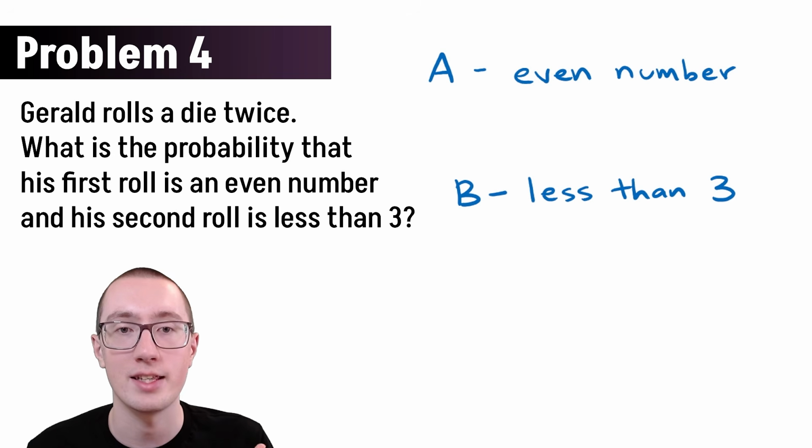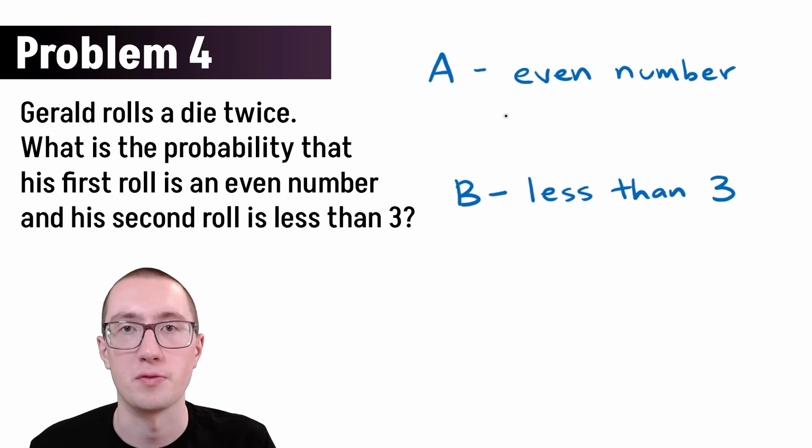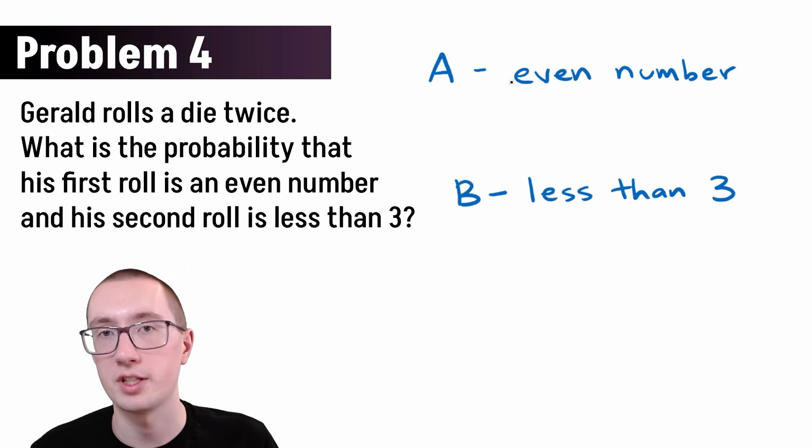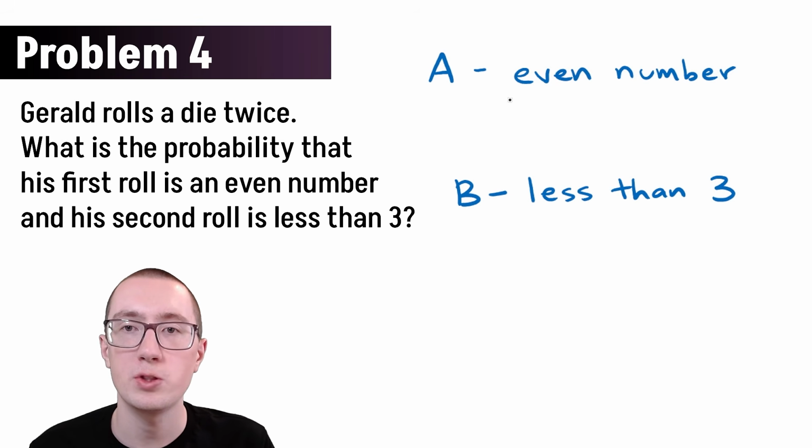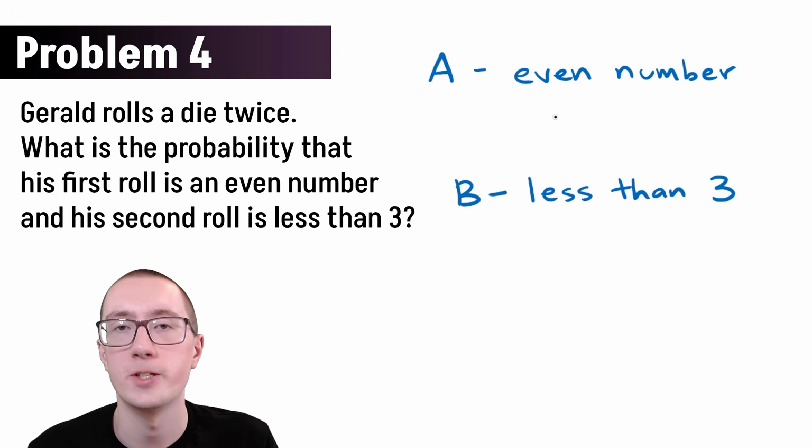So the first one is A, that he rolls an even number on his first roll, and then B is that he rolls a number less than 3 on his second roll. So let's figure out the probabilities of both of those things, and then we can figure out the probability of both of them happening. So for this, we're assuming that this is a 6-sided die, so 1 through 6. So it says first he needs to roll an even number. What are the chances of that?